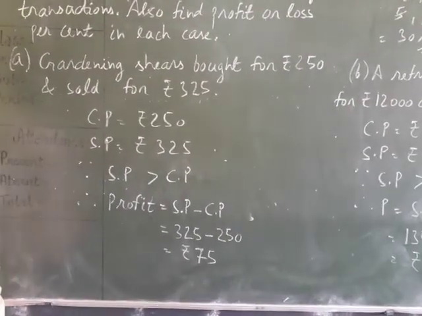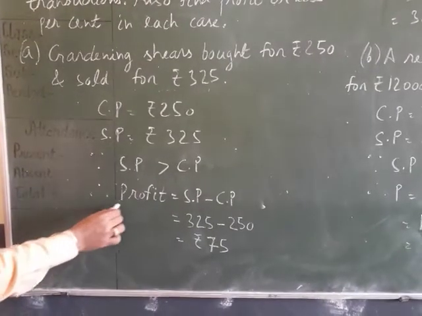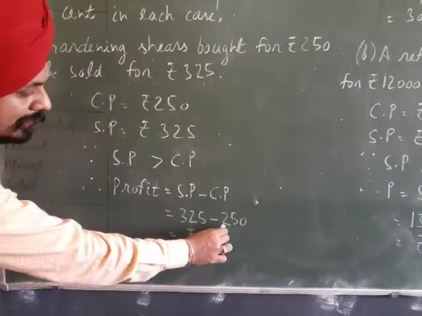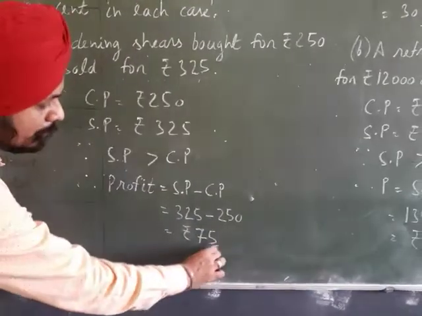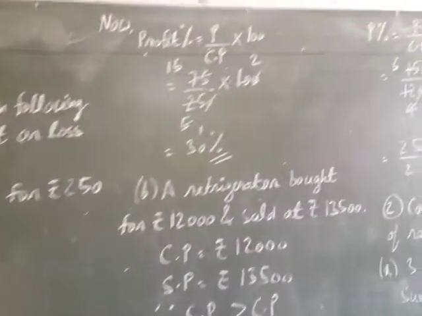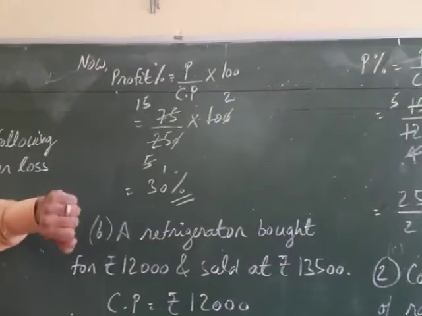Whenever selling price will be more than cost price, then you will have profit. And you know formula of profit is SP minus CP. So 325 minus 250, you will get rupees 75. This is a profit. Now also you have to find profit or loss percent. Since there is a profit, so you will find profit percent.